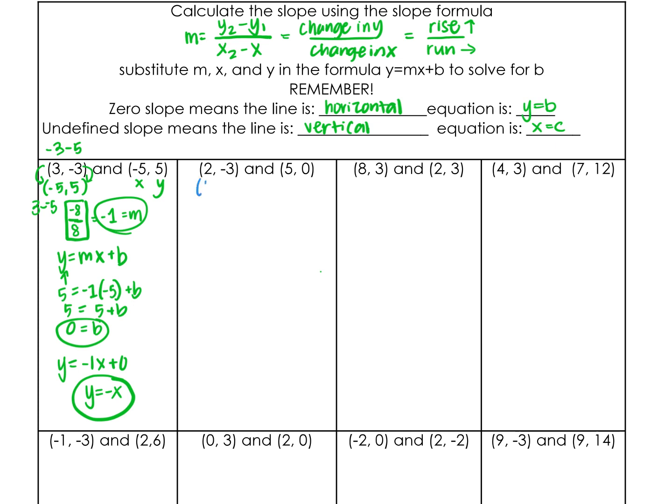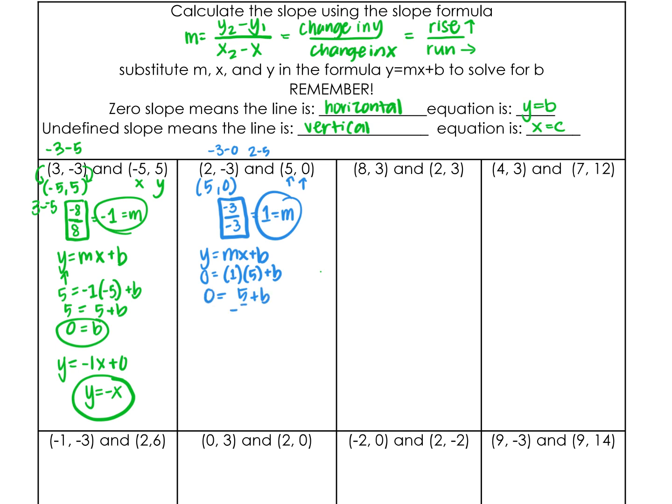Again, for the next example, let's stack the points, and I'm going to subtract the y's first. So -3 minus 0 gives me -3. 2 minus 5 gives me -3. When I simplify, I get a slope of +1. I'm going to plug that into my equation, and let's use 5, 0. So 0 equals 1 times 5 plus b. I simplify, and I subtract my 5 from both sides. So I have b equals -5.